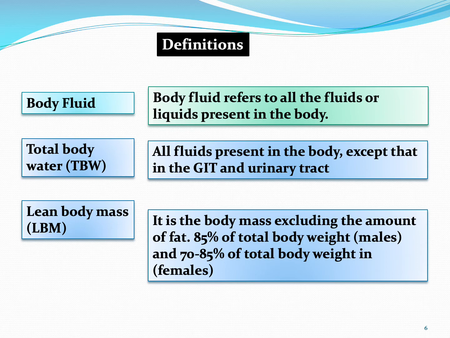What is lean body mass? It is the body mass excluding the amount of fat. It is about 85% of total body weight in males and about 70 to 85% of the total body weight in females. So that means females have a little bit more body fat than males.